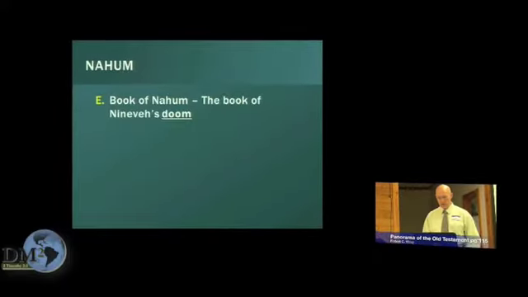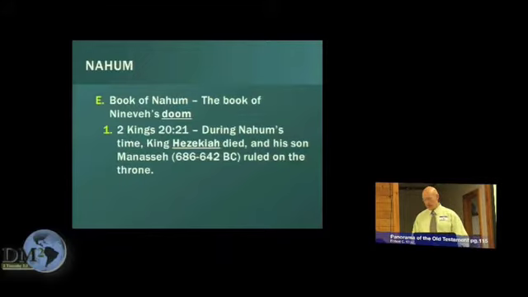The book of Nineveh's doom. We've got to get the background set up with this. So 2 Kings 20:21. During Nahum's time, King Hezekiah died, and his son Manasseh ruled on the throne.